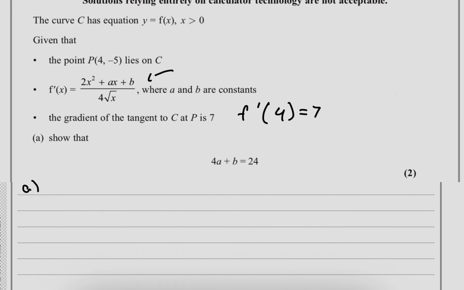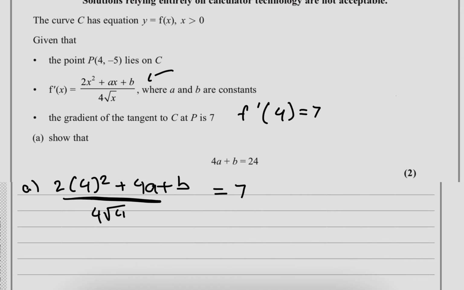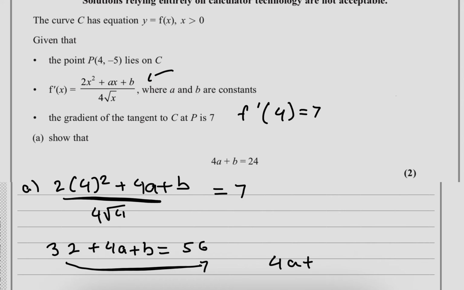So we just write that 4 squared plus 4a plus b over 4 root 4 should give us 7. 2 times 4 squared, I had to put that in my calculator, 32 plus 4a plus b. Move the denominator to the other side. 7 times 4 root 4 is equal to 56. Just move this to the other side. 56 minus 32, and we get 4a plus b is equal to 24. Hence proved. It's not a proven question, just nice to write.